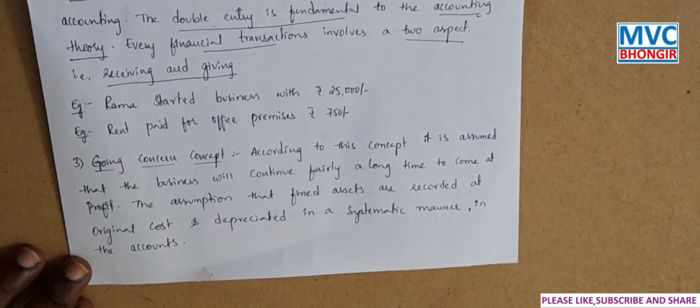Next, the third concept is the going concern concept. According to this concept, it is assumed that the business will continue for a fairly long time to come at a profit. So here we are calculating for a long period of time, and the business calculations will happen in a fair manner. All transactions are recorded from this point of view, that is, in a fair manner we have to write every transaction.